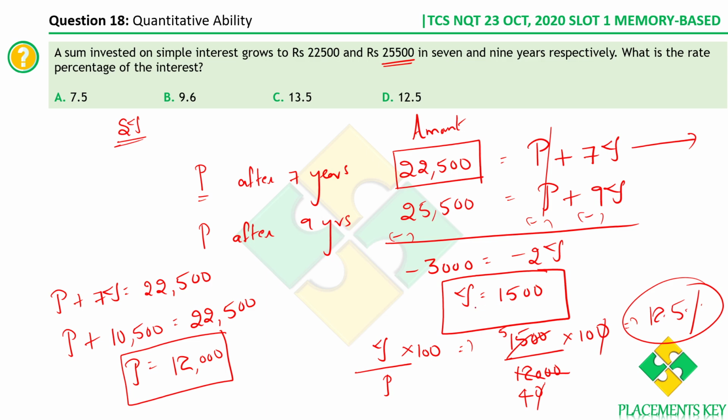Again it includes P as well as the interest accrued for 9 years. On solving you get the value of I, and then you get the value of P, and then you are supposed to find the rate of interest. You get it as 12.5%, which is Option D.